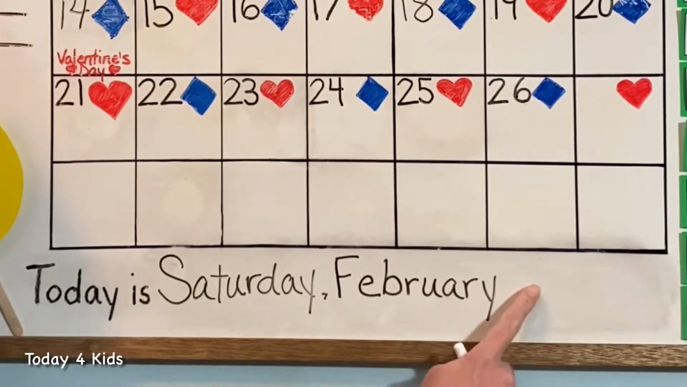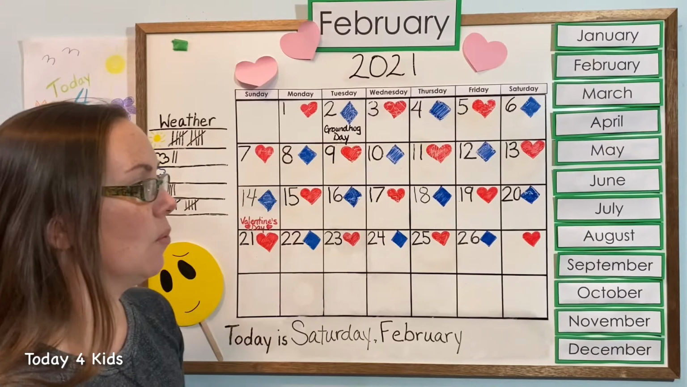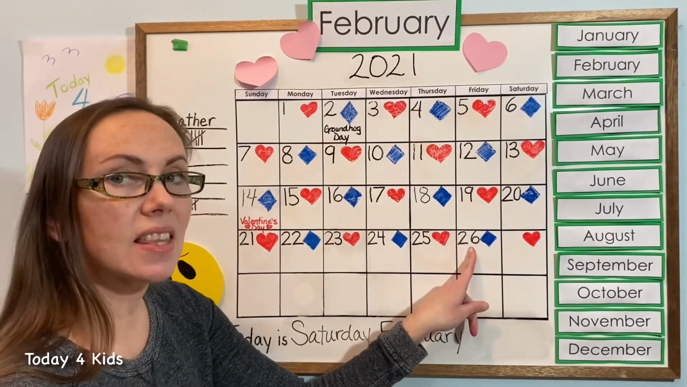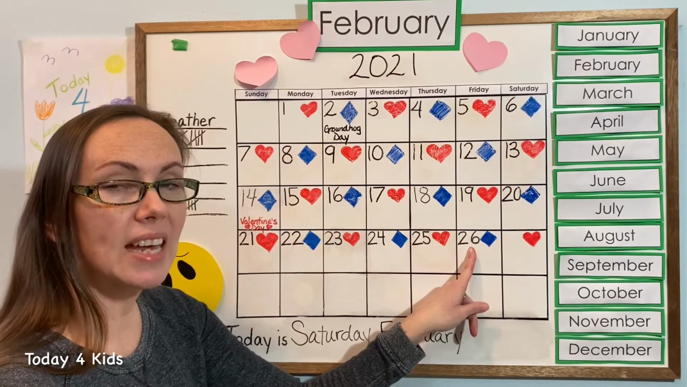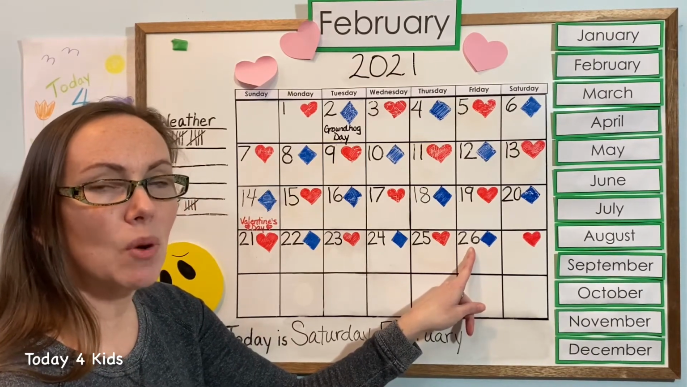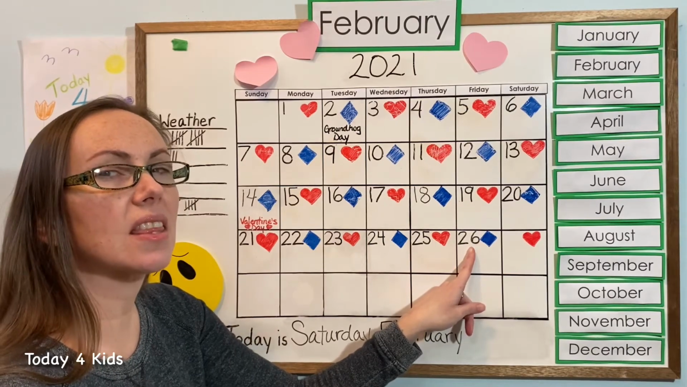E-B-R-U-A-R-Y. And next we want to put in the number. And what do you think the number is today? Yesterday was 26th. Remember when we put the number into the calendar, we had a th at the end. So when we count, it's 26. But when we put it in the calendar, we say 26th. Can you try that with me?